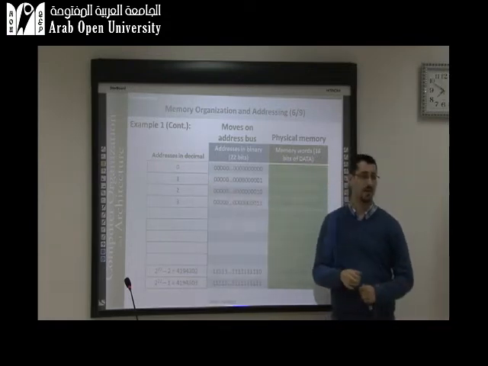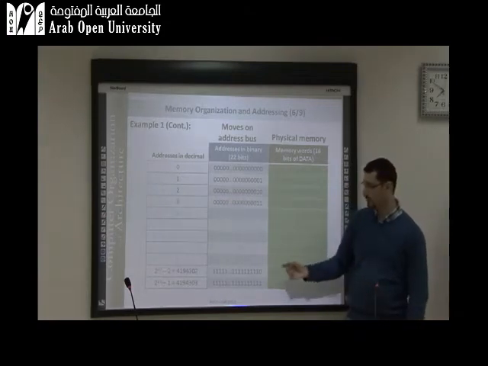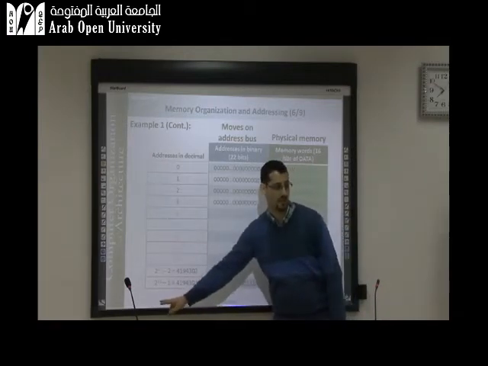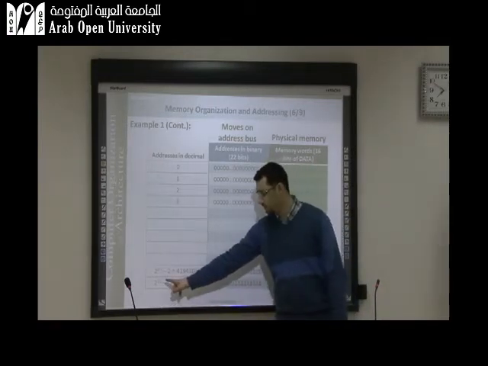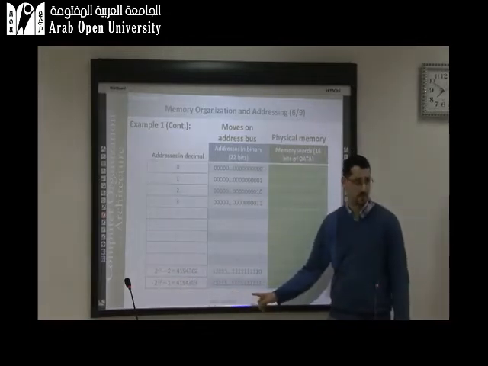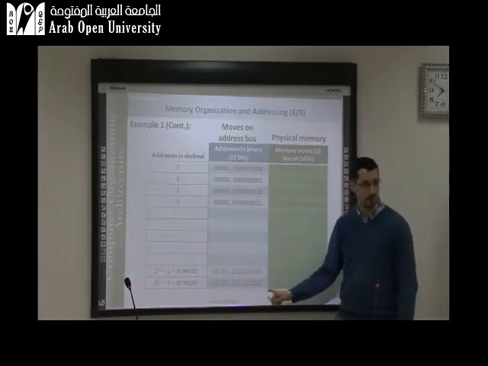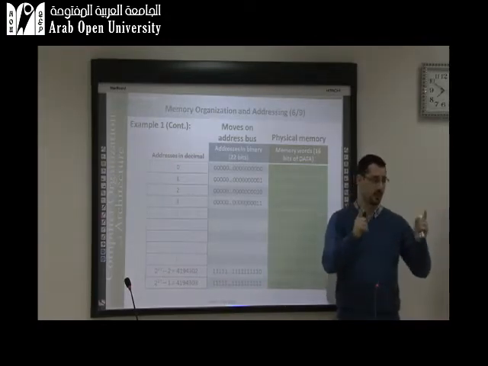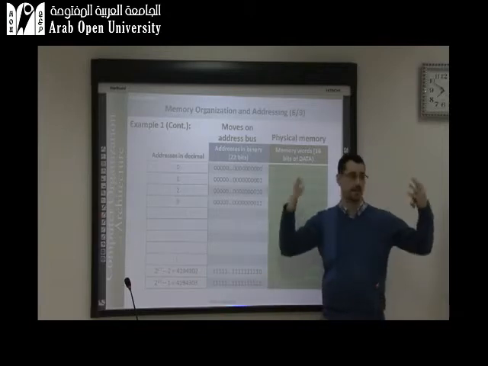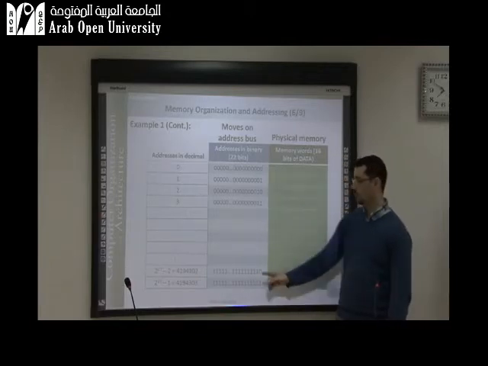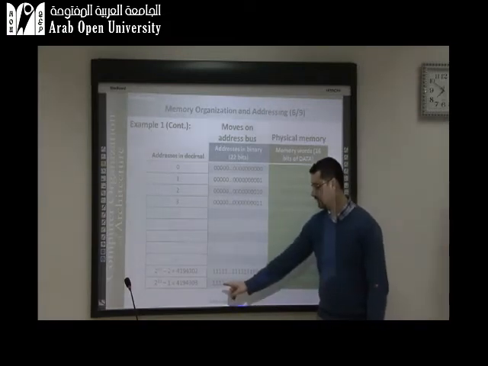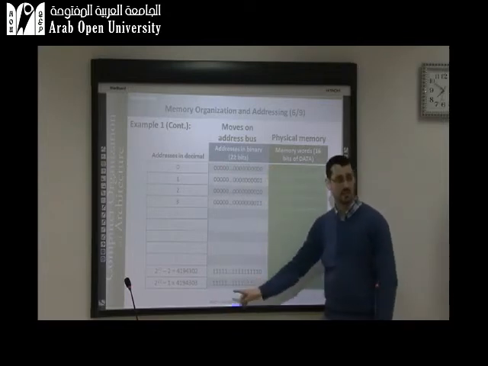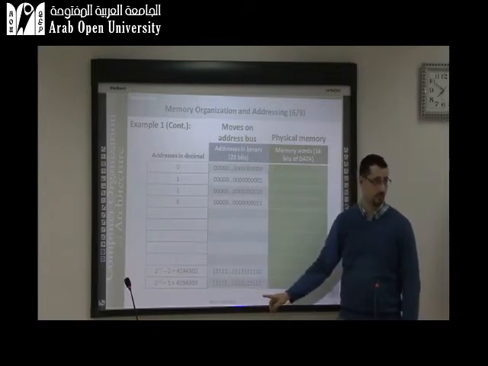Okay? Now, how many bits do I need to represent the address of the last location? Since I use 2 power 22, I need 22 bits to represent this. So in a computer system, the address will always have the same length, that is the length of the highest address. So if we have 2 power 22 minus 1, we need 22 bits, and hence the addresses start with 22 zeros, and the highest address will be 22 ones.